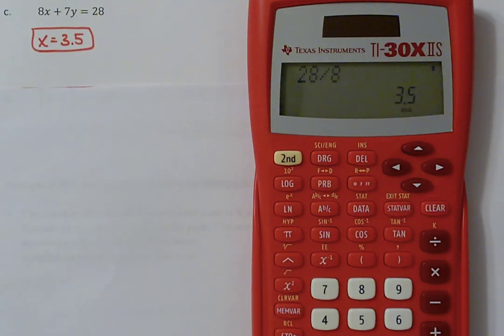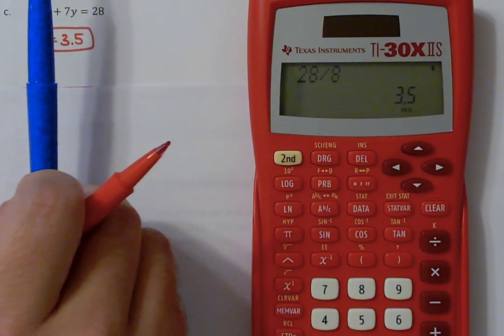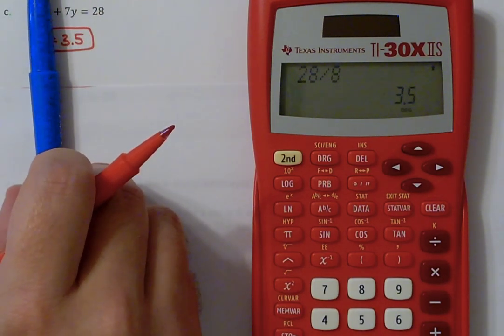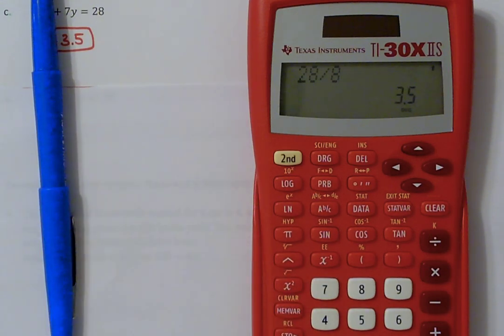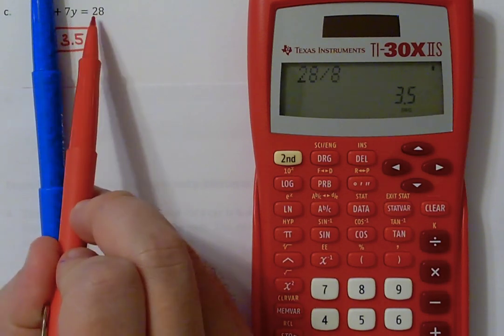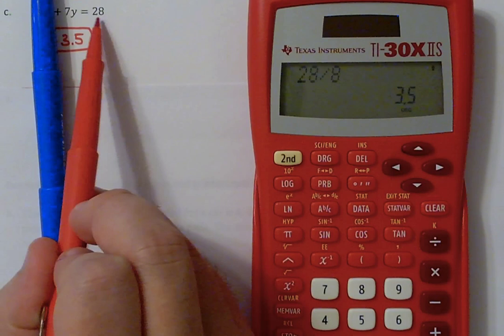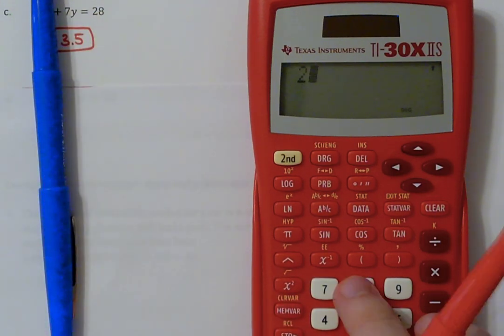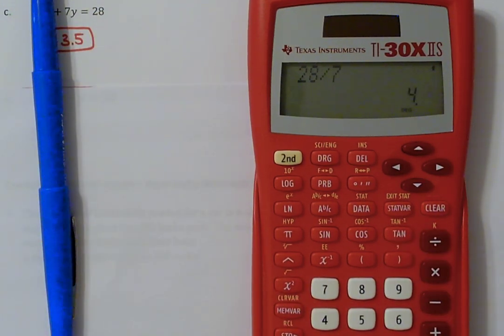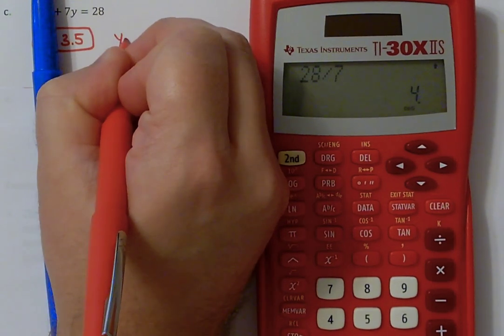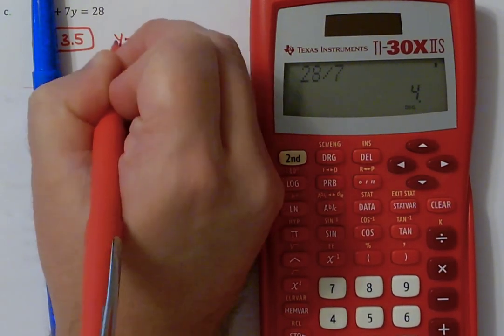Now to figure out my y-intercept, remember, I covered up my y to figure out my x-intercept. To figure out my y-intercept, we're going to cover up the x values. So for my y-intercept, I have 7y equals 28. To solve for my y-intercept, we're going to do 28 divided by 7. So if I do 28 divided by 7, I get my y value to be 4. So that means my y-intercept is going to be 4.